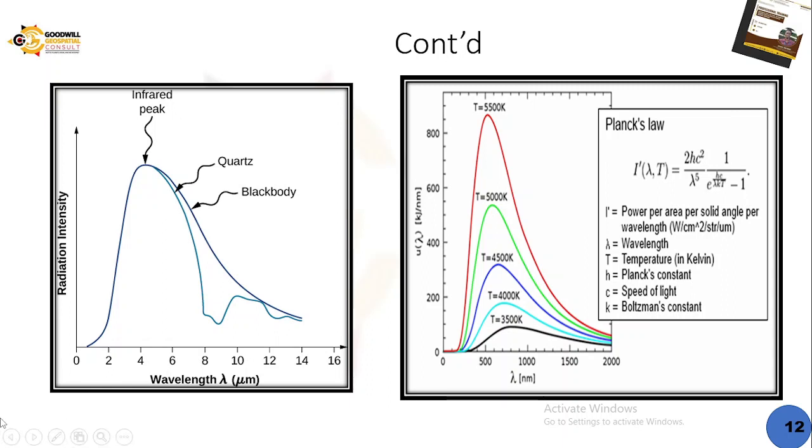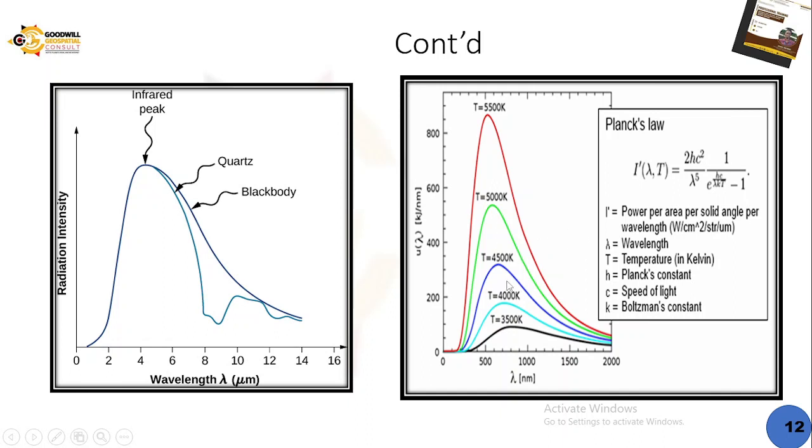So this is a curve for a black body. The black body exhibits a perfect symmetry as a function of radiation and wavelength, but there is a body that behaves synonymously to a black body to some effect, and that's quartz. Quartz is not a perfect black body, but at some wavelengths it behaves like a black body.